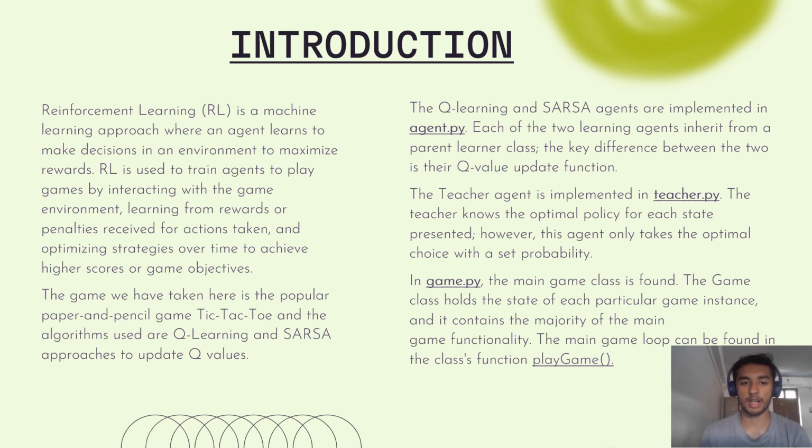RL is largely used to train agents to play games by interacting with the game environment, learning from rewards or penalties received for actions taken, and optimizing its strategies over time to achieve higher scores or game objectives.